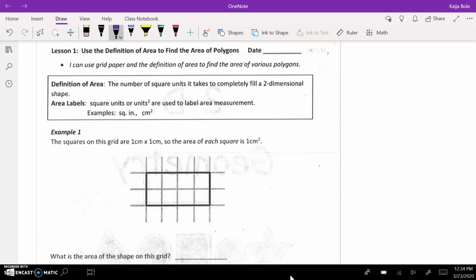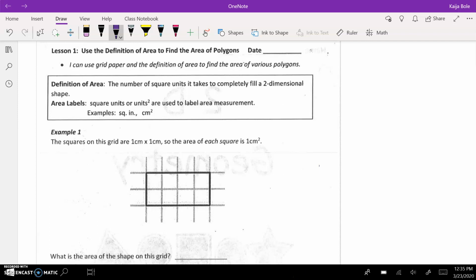Alright guys, so here we are on lesson 1 of 2D geometry, which is technically unit 5 in anything that you look at in OneNote or on GMS Learn. So today we're doing pretty basic finding the area of some certain shapes using grids.